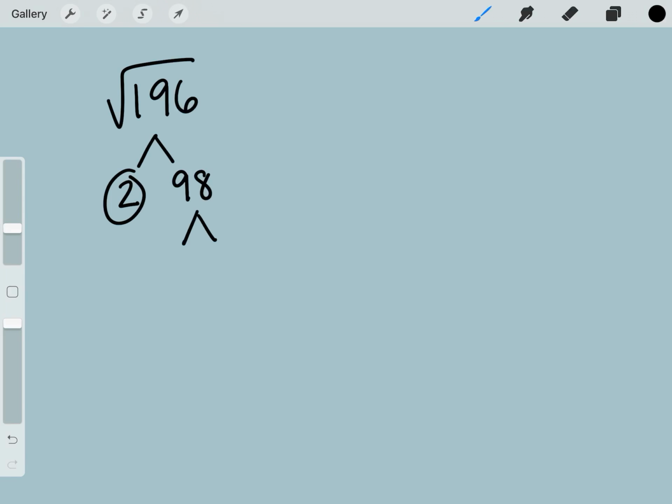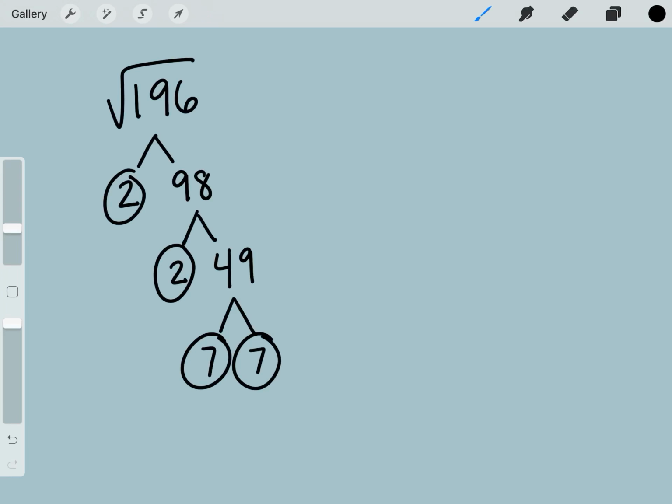All right, then 98 gets broken down into 2 and 49. Oh, and 49 we know something about. 49 gets broken down into 7 and 7. So 196 can be rewritten as the square root of 2 times 2 times 7 times 7.